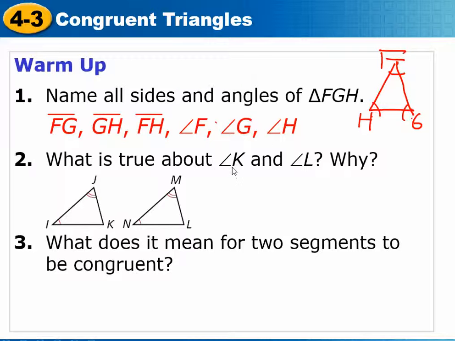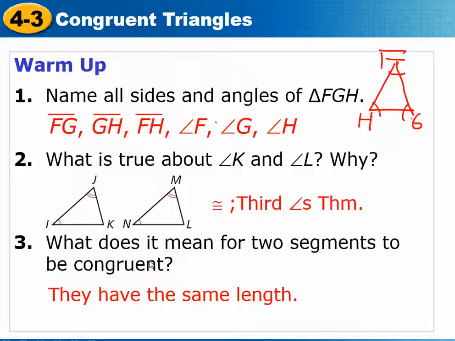What is true about angle K and angle L? So in these 2 triangles below, angle J is congruent to angle M and angle I is congruent to angle N. So you should have remembered that those 2 other angles, K and L, would be congruent because of the third angles theorem. And then the last question says, what does it mean for 2 segments to be congruent? It means they have the same length.